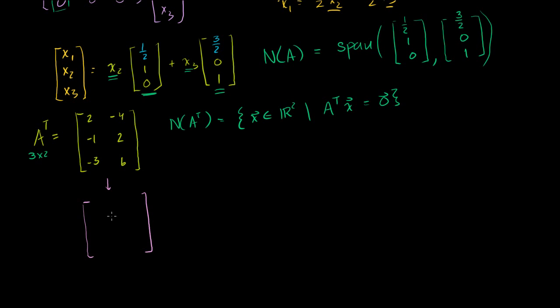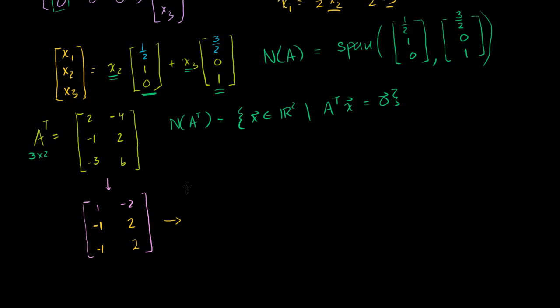I'm just going to put it in reduced row echelon form. The first row divided by 2 is 1, minus 2. And then the second row, I'll just keep it the same. So minus 1, 2. And then this last row, let me divide it by 3. So it becomes minus 1 and 2.